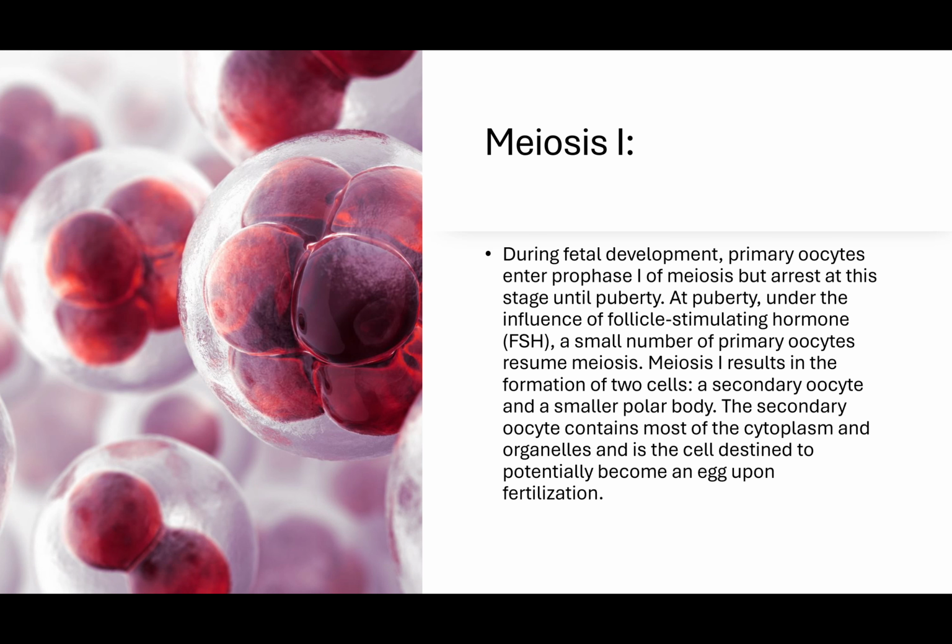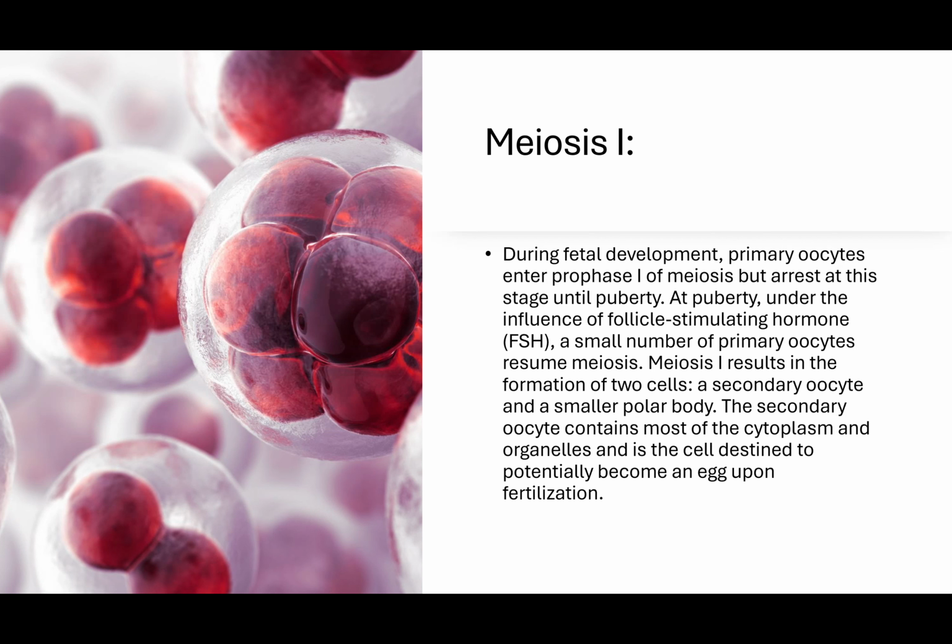Until puberty, all the primary oocytes stay arrested at that stage, prophase I of meiosis. At puberty, they come under the influence of follicle stimulating hormone, FSH. There are hormonal changes, and FSH pushes the process along through meiosis 1 to completion. A small number of primary oocytes resume meiosis.